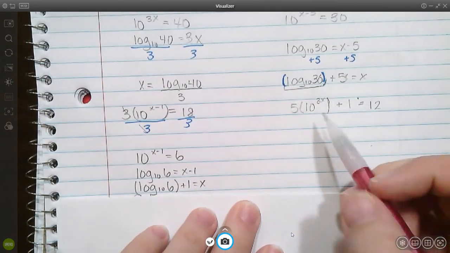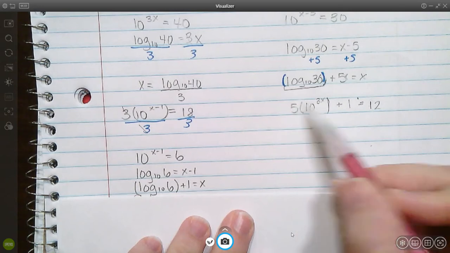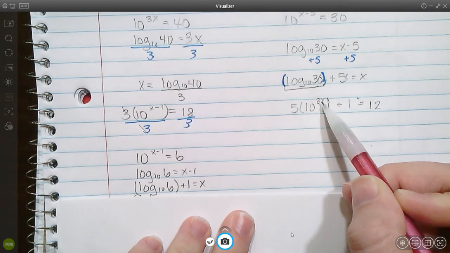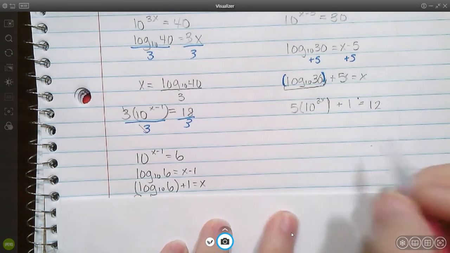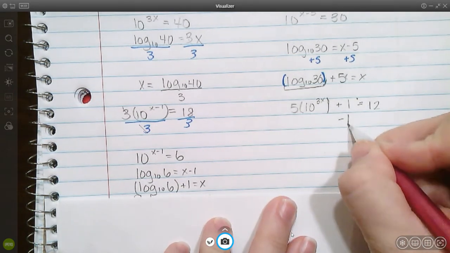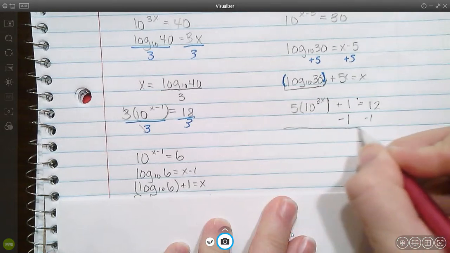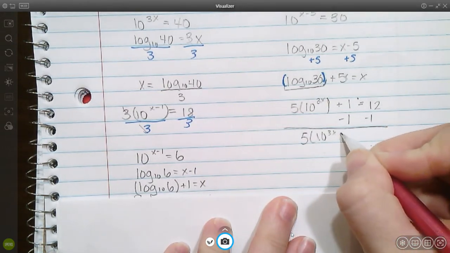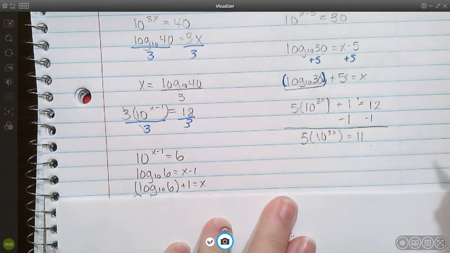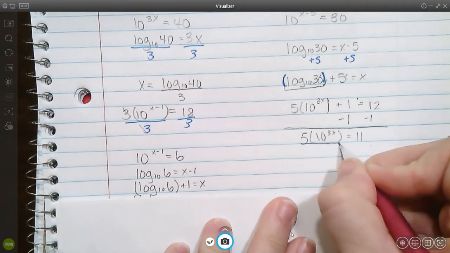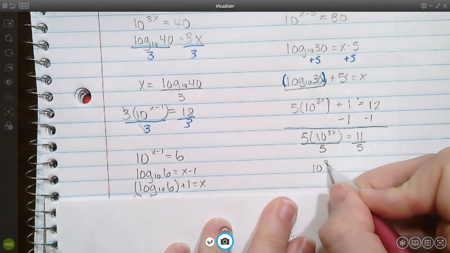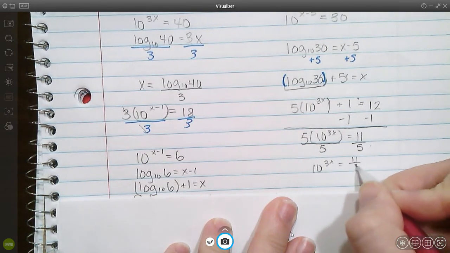All right, this one, it's got this 5 out front and it has the plus 1. So we need to get this base and this exponent by itself before we can write in log form. So the first thing I'm going to do is I'm going to subtract 1 from both sides. So we have 5 and then 10 to the 3x equals 11. Divide both sides by 5. So we have 10 to the 3x equals 11 over 5.